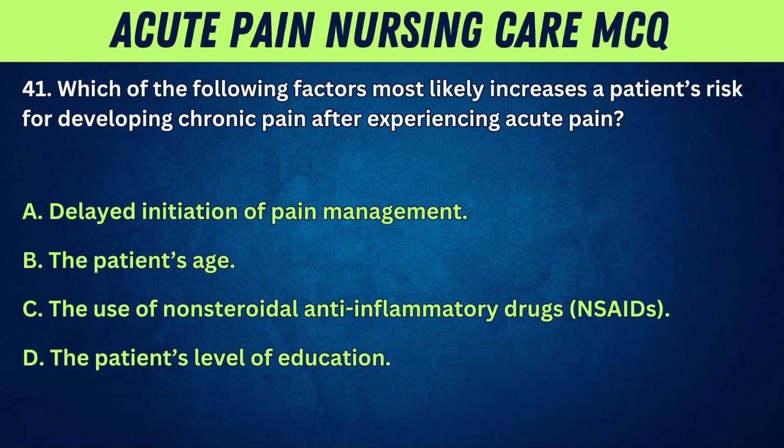41. Which of the following factors most likely increases a patient's risk for developing chronic pain after experiencing acute pain? A. Delayed initiation of pain management. B. The patient's age. C. The use of nonsteroidal anti-inflammatory drugs, NSAIDs. D. The patient's level of education.